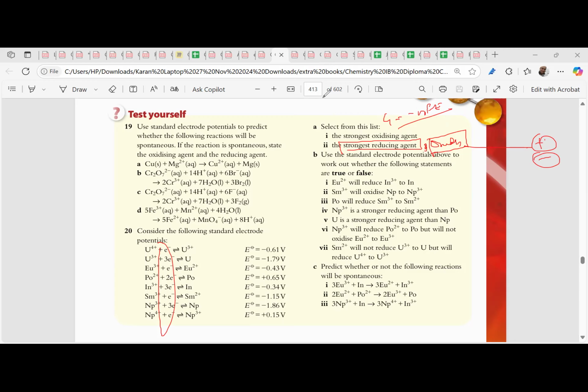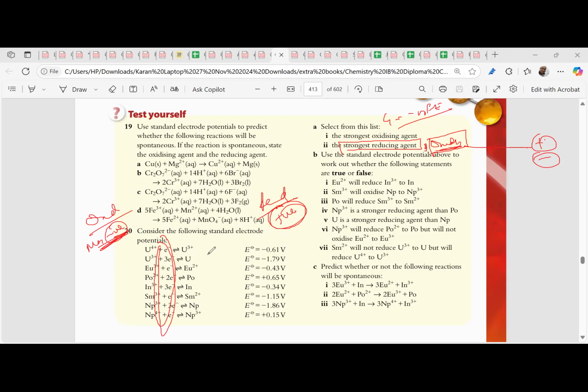Most oxidized means what? Most reduced means what? What did you search? More positive, right? Understood? For the oxidation, what do you have to search? The most negative. This is the thing you have to search. Now write down this part. These are reduction reactions, isn't it? So the most positive will be the reduction, and the most negative will be the oxidation, right?